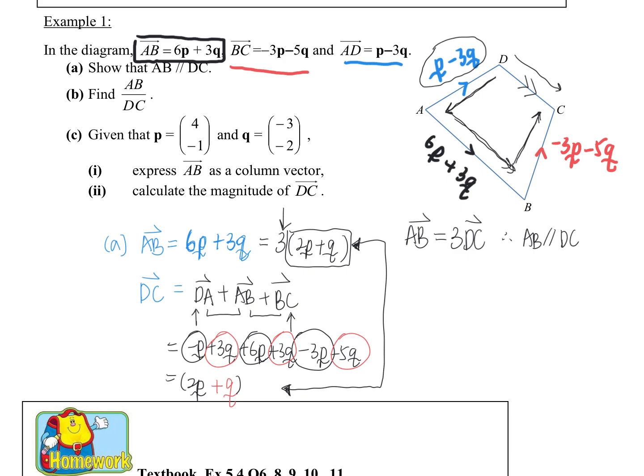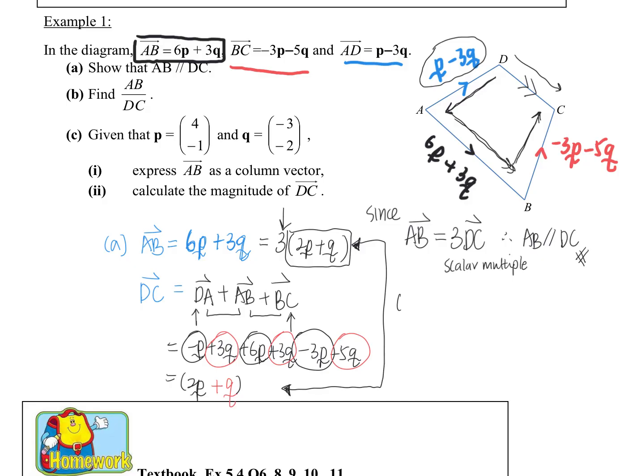So if we say DC equal 1, the AB also can. So if you can prove that AB is a ratio of DC, or we can say it's a scalar multiple. Sometimes they like to use this word. Scalar just means constant. You can find a constant that multiplies to the other vector. Then it is parallel. So part A is done.